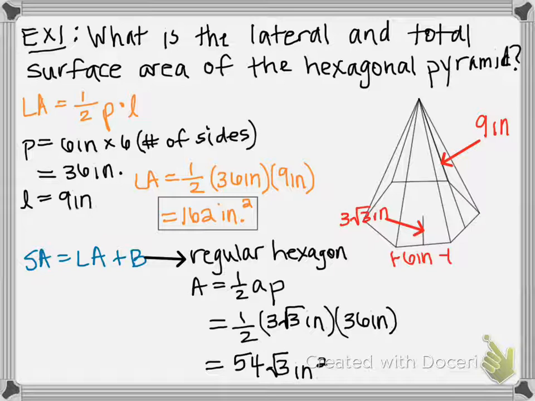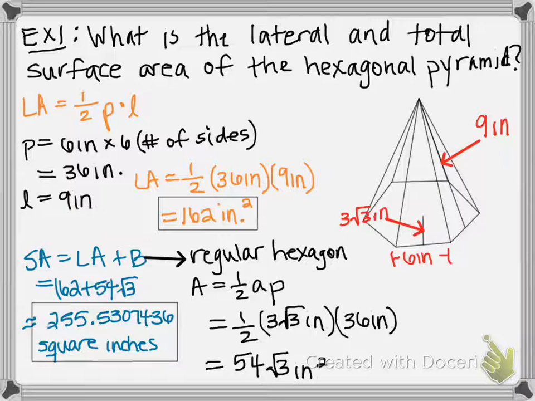My base is a regular hexagon, so I have to think, well, what's the formula for the area of this regular hexagon? And the formula for all regular polygons is A equals 1/2 little a, which stands for apothem, times perimeter. So again, this information was given to us. The apothem was 3 square root 3. And my perimeter I already found was 36 inches. So when I multiply all of that together, I end up with 54 square root of 3 inches squared.